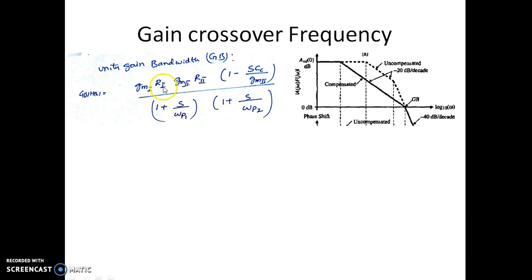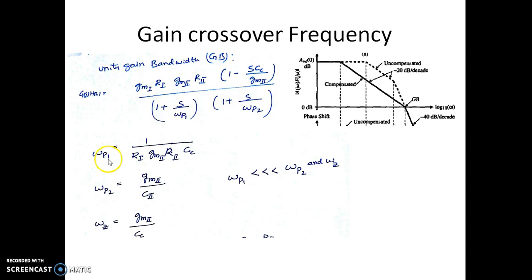So gm1 R1 is the gain of the first stage, gm2 R2 happens to be the gain of the second stage, which are the DC gains, and this is the representation of the zero, and these two are the poles. And we know that omega p1 is given by 1 over R1 gm2 R2 Cc, omega p2 is given by gm2 by C2, and the zero frequency is given by gm2 by Cc. This is your zero location.